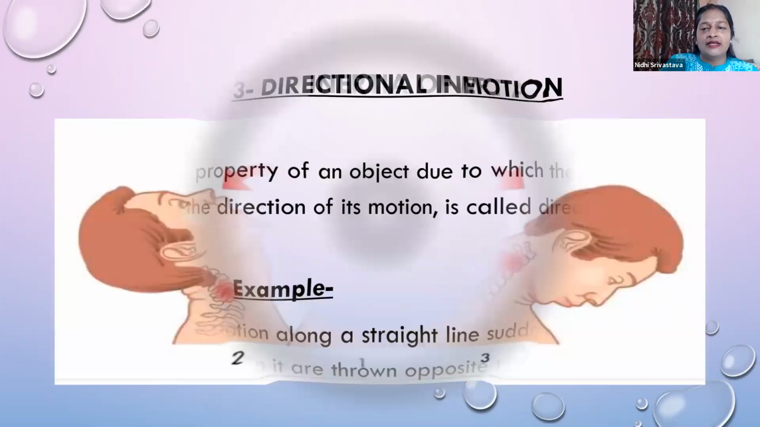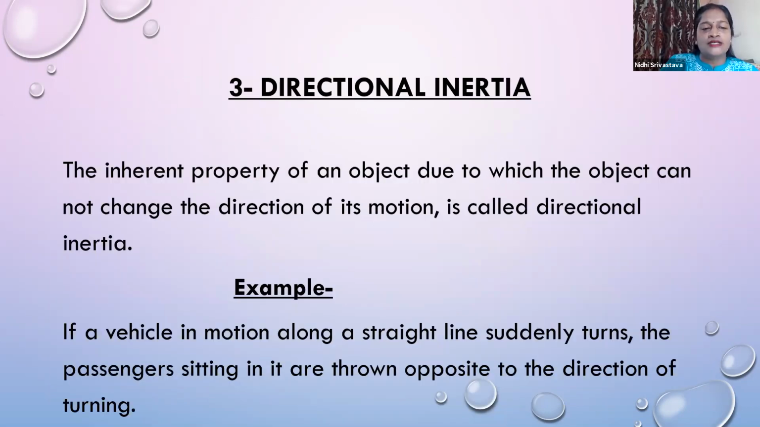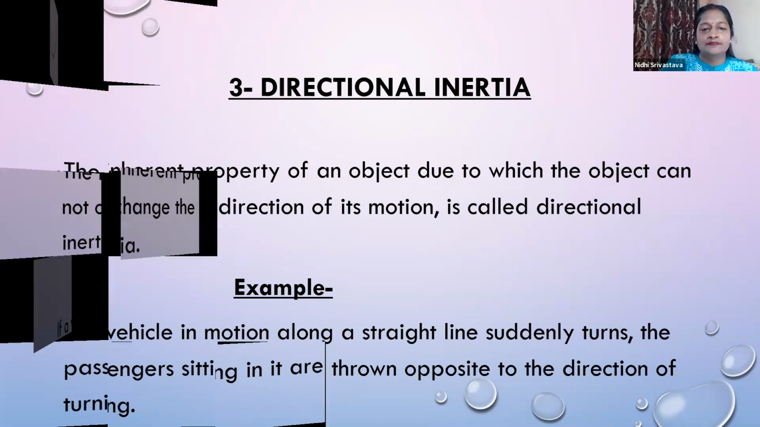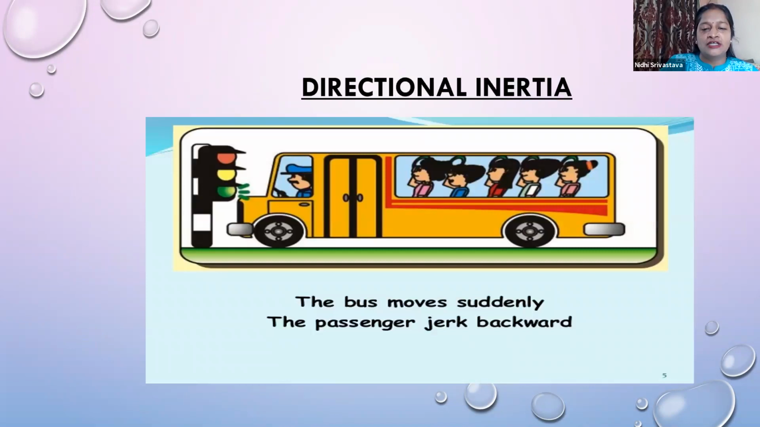Number 3, directional inertia. The inherent property of an object due to which the object cannot change the direction of its motion is called directional inertia. Example, if a vehicle in motion along a straight line suddenly turns, the passengers sitting in it are thrown opposite to the direction of turning. See, this is the pic of directional inertia. The bus moves suddenly, the passenger jerks backward.